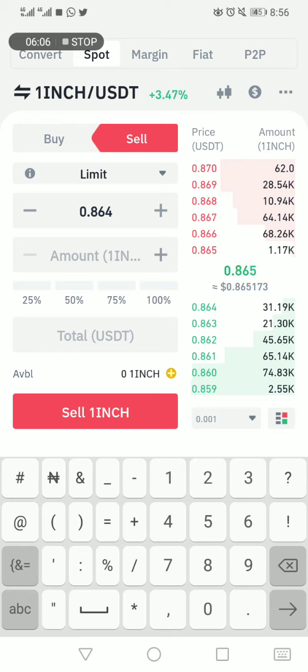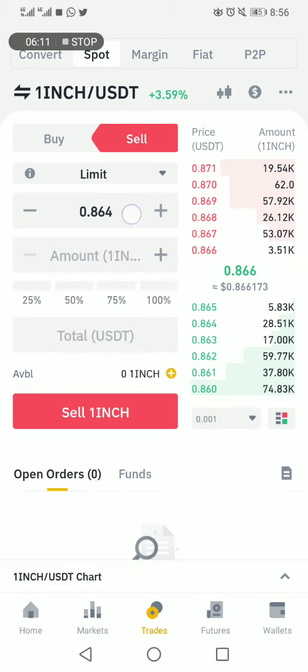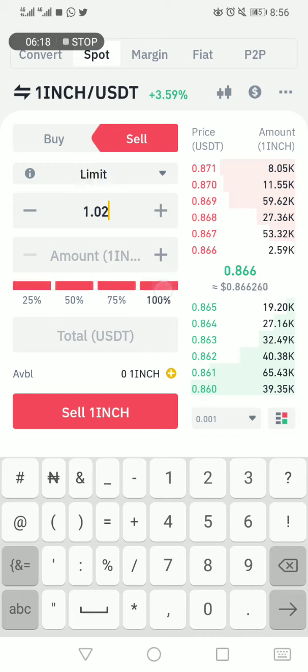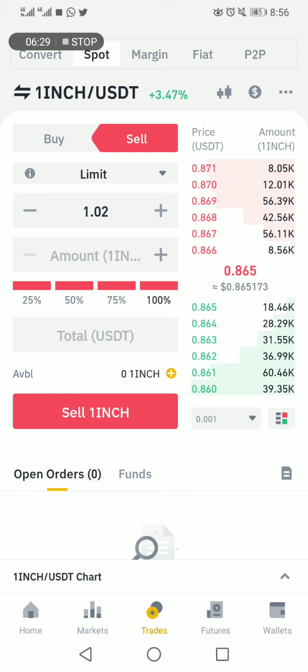So you change it to sell and click here, choose limit, and you go here, you choose 1.02 whatever we saw there. Click this to be 100%, click sell. Now what this means is that the moment you click sell, whenever this coin gets to that amount, Binance will automatically sell the coin for you, return your capital back to you, and your profit back to you.